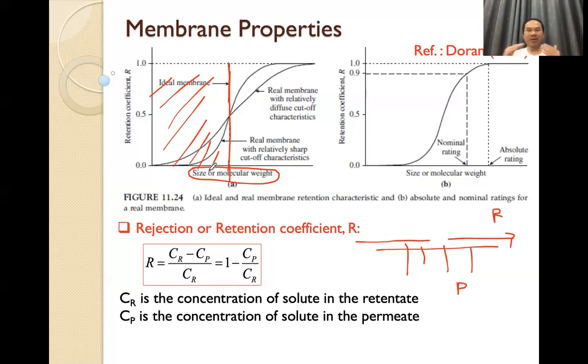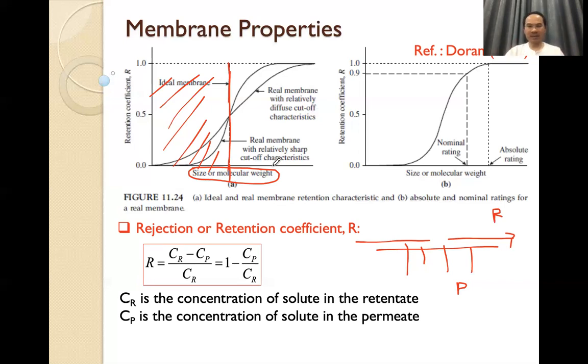But if the particle size or molecular weight is greater than the cut off, R equal to 1. All of this cannot pass through the membrane. But in reality, we cannot produce a membrane with uniform pore size. We cannot do that.